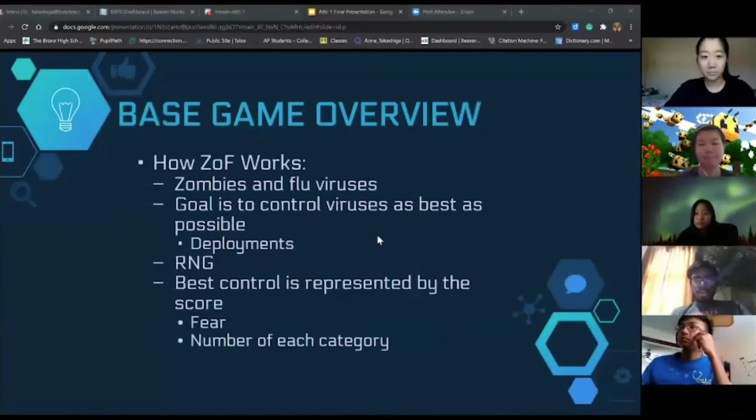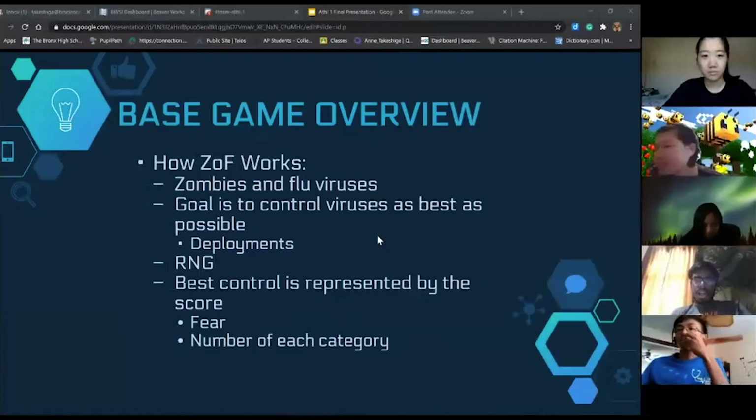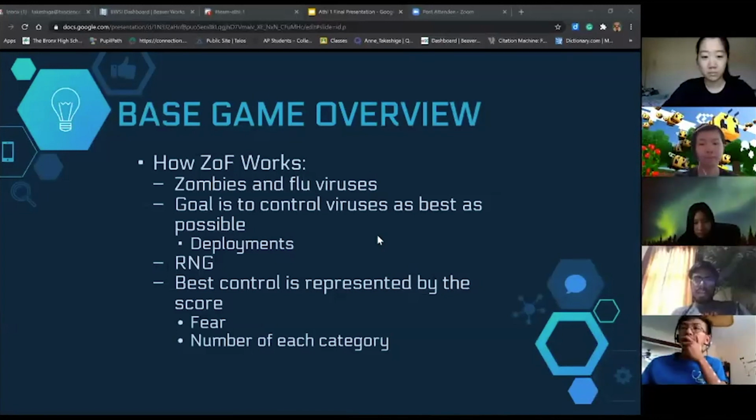So we'll first start with a base game overview of how Zombies or Flu works. The idea is there is a city divided into 9 areas in a 3x3 grid that represents neighborhoods. In these neighborhoods, there is a chance for a zombie and a flu virus to occur. The goal of this game is to best control the viruses utilizing the deployments, which can range from quarantines to firebombs. Obviously, there's RNG involved in the chances and how quickly the rates spread.